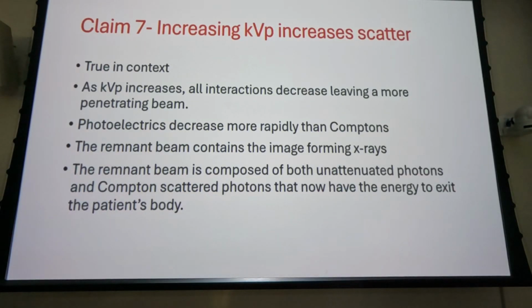If we increase our kVp, all interactions decrease, but relative to photoelectric, we get more Compton scatter radiation. And those Compton photons that we create are more likely to penetrate. So remember that penetration is not just penetration without interaction, it's penetration without interaction plus penetrating Comptons. So as we increase kVp, the Comptons that are emitted from the patient increase as well. So at the image receptor, we do get an increase in scatter radiation.